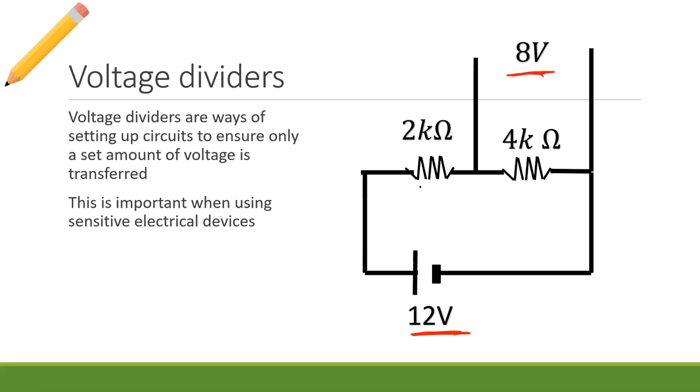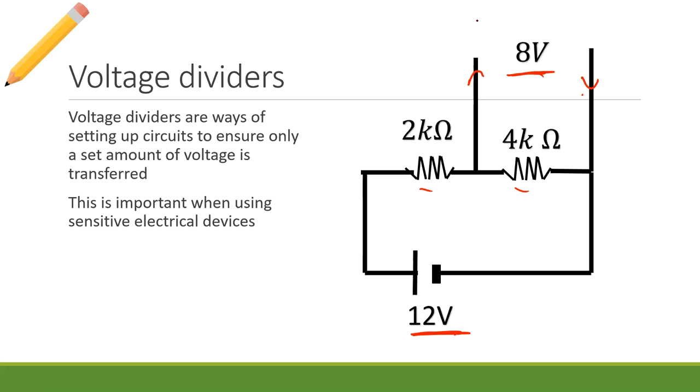How does it take 12 volts and shrink it to 8 volts? And what does this voltage divider look like? Firstly, the voltage divider has usually two resistors, sometimes three, and it will have two lines. And these lines are going up and out of the circuit. You might say, well, that's an incomplete circuit, therefore it's not going to work. And I would normally say, yes, I agree with you.